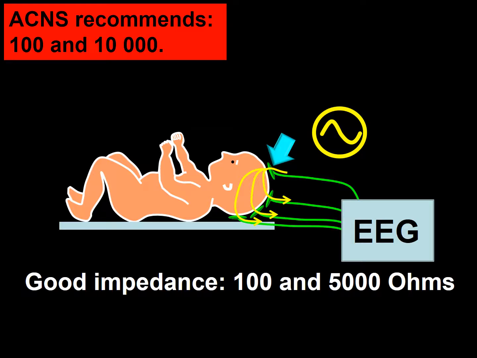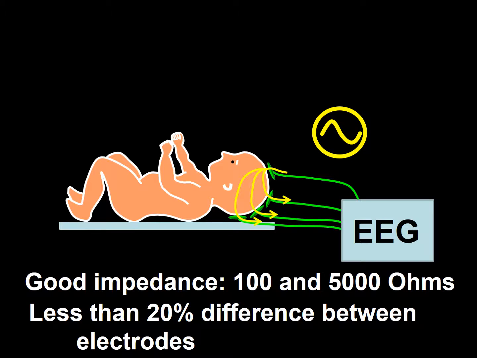The American Clinical Neurophysiology Society recommends and states that an impedance of less than 5,000 can be obtained regularly in pediatric patients, but higher impedance can be allowed. The recommendation in the general section of the guidelines of this society states that an impedance of 10,000 ohms is acceptable. Probably more important than the total impedance is the difference in impedance between electrodes. A difference of less than 20% between electrodes is recommended by some.